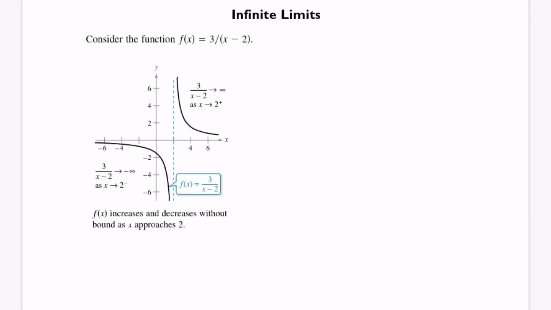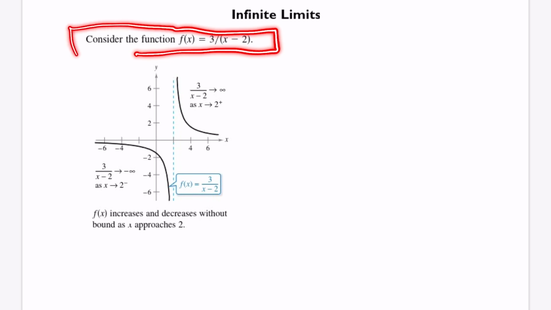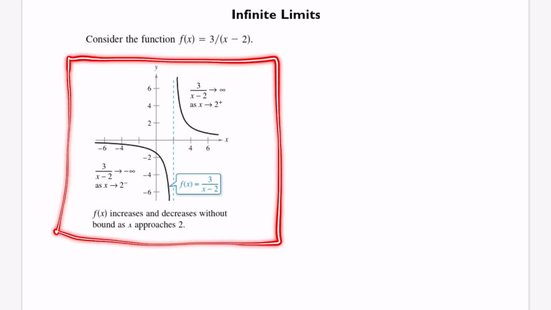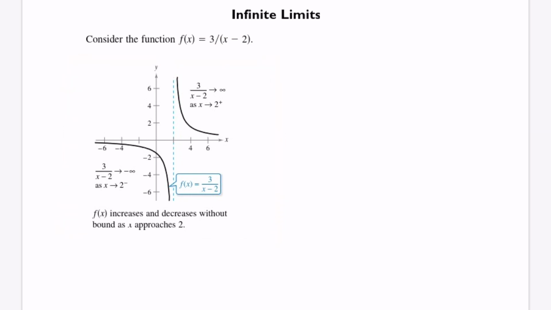Hello, so we are looking at infinite limits. Consider the function f of x equals 3 divided by x minus 2. The graph of the function is given below. As we approach positive 2 from the right, the graph of this function increases unboundedly. And as we approach positive 2 from the left, the graph of this function decreases unboundedly.